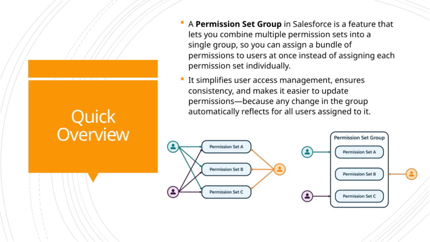By using permission set groups, you ensure consistency across users because everyone gets the same set of permissions from that group. Plus, if you need to update permissions later, you only have to change the group, and those updates automatically apply to all users assigned to it. This feature aligns perfectly with our goal of streamlining access management and keeping permissions organized, especially as our organization grows. It's a great way to save time and reduce errors, making the whole process more scalable and easier to maintain.